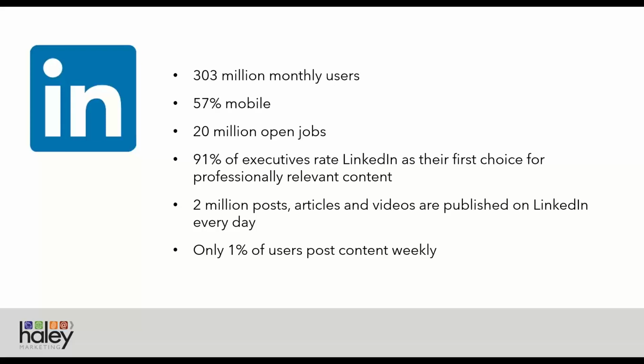Only 1% of users post content weekly. So if you're a regular LinkedIn user sharing content, you're automatically in the top 1%. And most users spend 17 minutes monthly on LinkedIn.